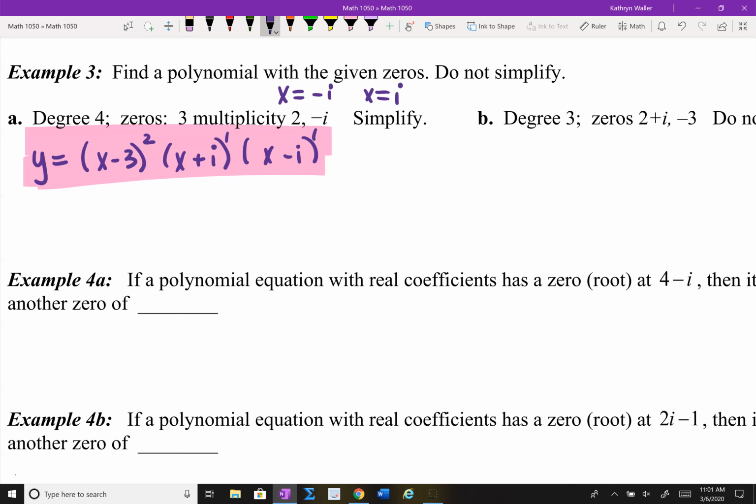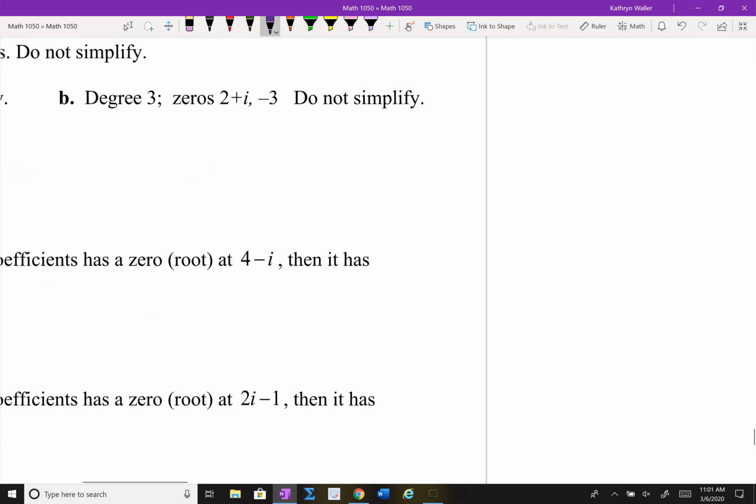Is there anybody in here who has not taken the quiz? Okay. Okay, this one right here.